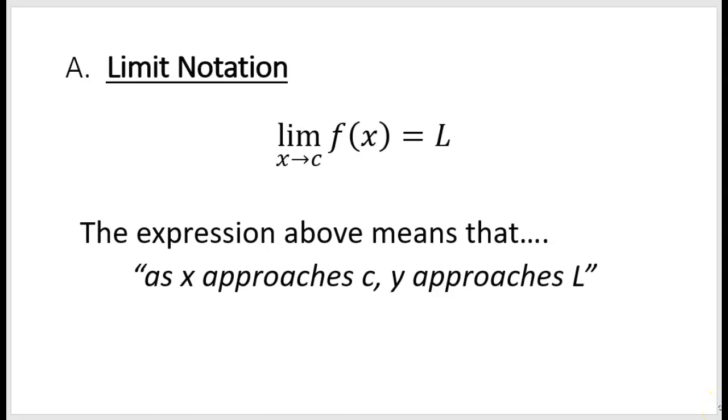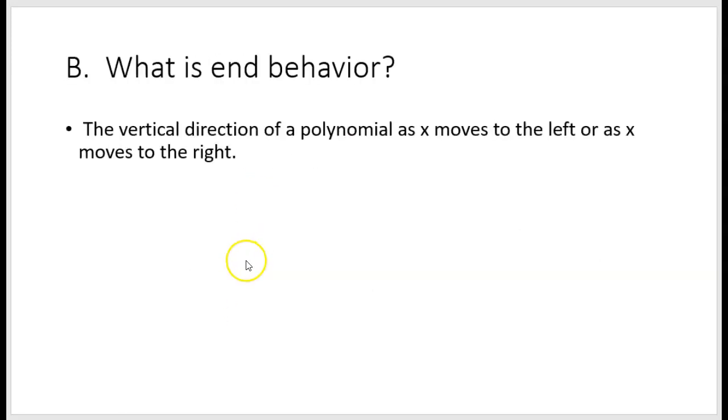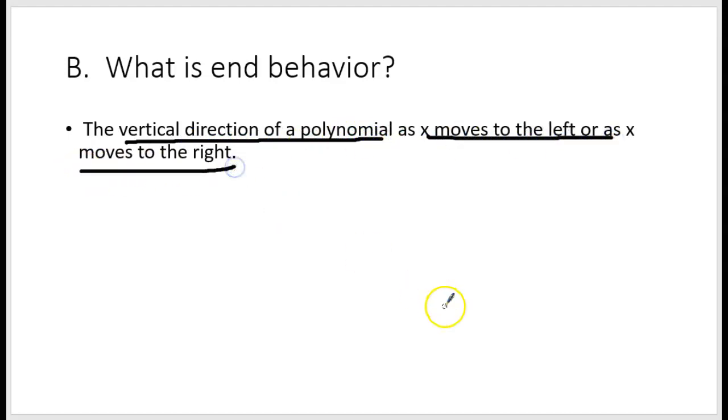Okay, so here we go. Here's my limit notation. The expression above means that as x approaches c, y approaches L. So there it is. All right? And the function that we're working with goes here. Now we're going to make a little bit of use of that later on. But for now, I want to talk to you guys about what is end behavior. The end behavior is the vertical direction of a polynomial as x moves to the left or as x moves to the right.